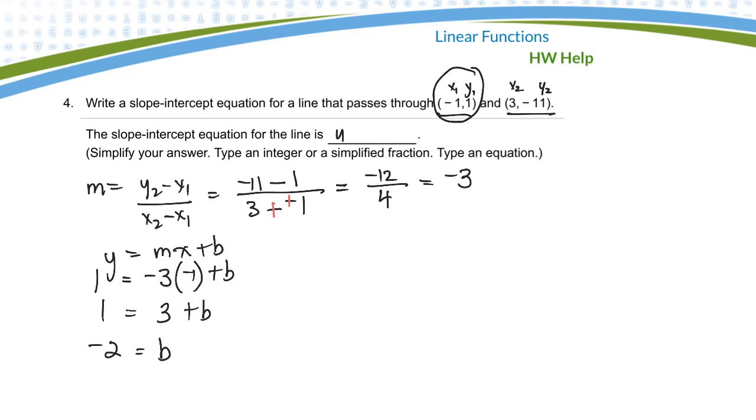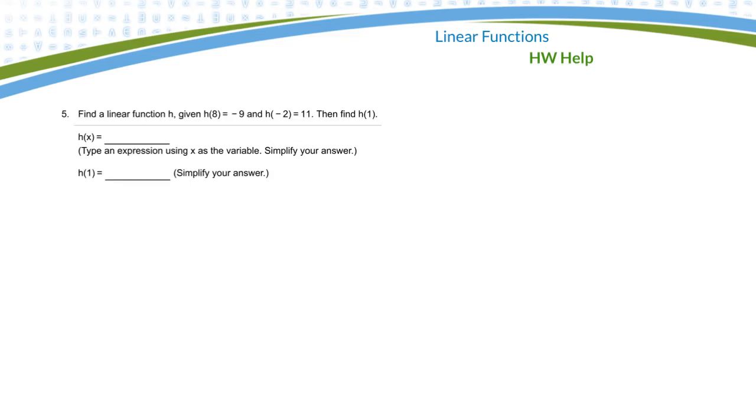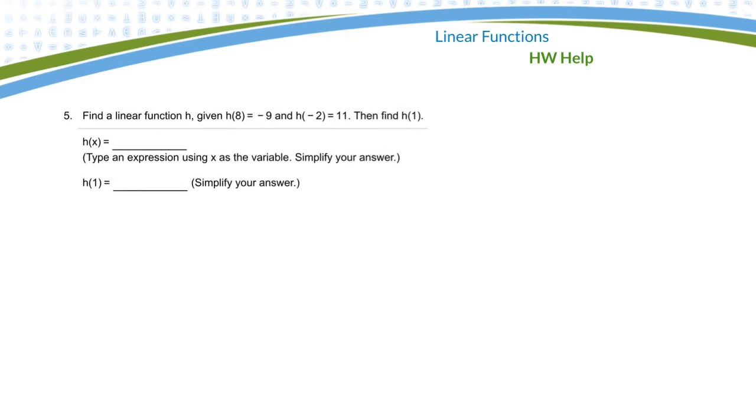So my equation then is y is equal to m, which is negative 3, x, and my y-intercept, which is a negative 2. Minus 2. Done. All right, in this question we're asked to do the exact same thing. It's just written in a different form. Let me change that. So this is the point (8, negative 9).